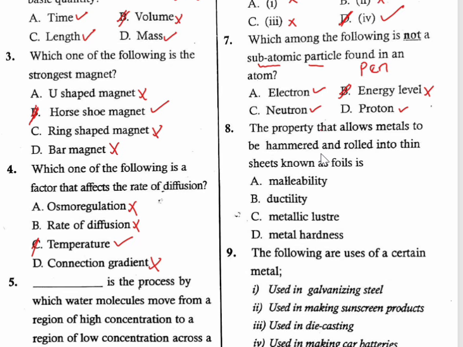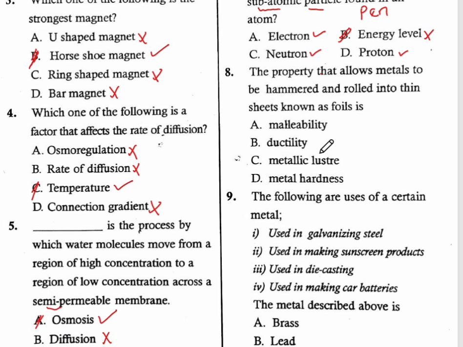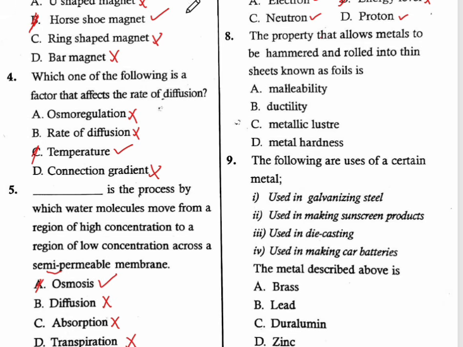Let us continue to question number 8. The property that allows metals to be hammered and rolled into thin sheets, known as foil, is A, malleability, B, ductility, C, metallic luster, D, metal hardness. So which one do you think is the correct term?